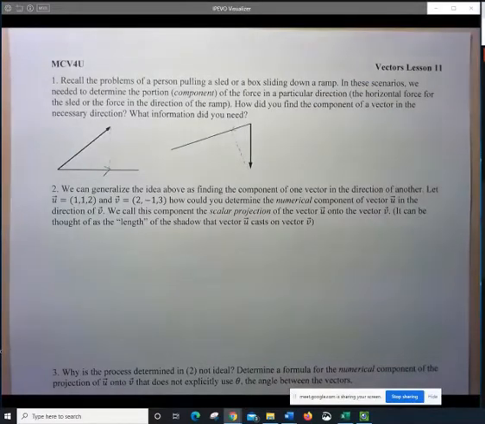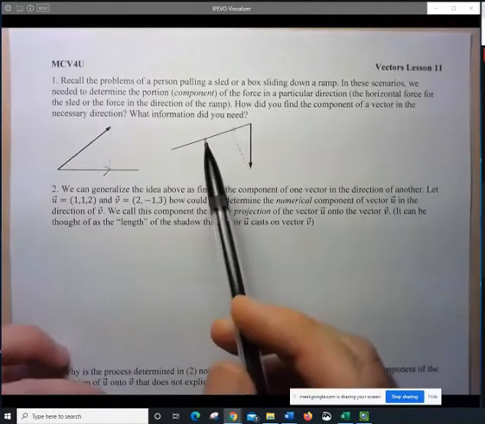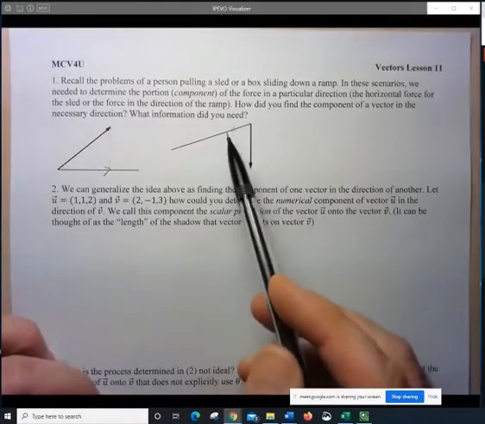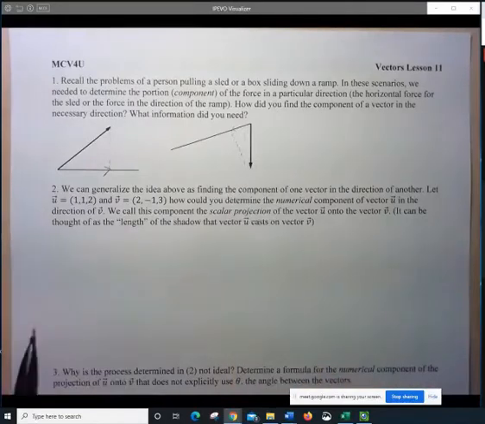All right, so the first thing I want you to think about is, how did we do that? I'm going to give you a minute to think about that. Okay, so we're back. Who can tell me what information we needed in order to figure out those components of the force? When we talk about components of the force, we are breaking it up into perpendicular portions.